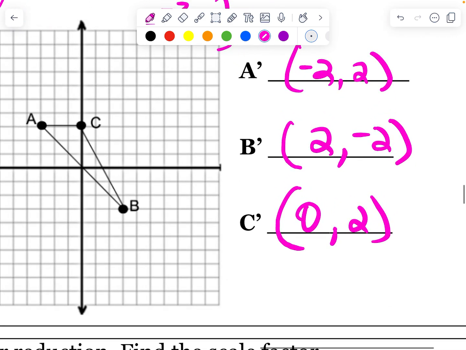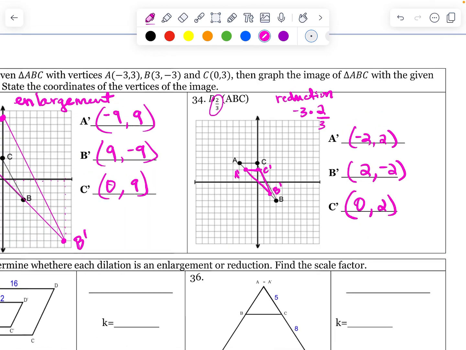Okay, so (-2, 2) is A prime. B prime, (2, -2), B prime. And C prime, (0, 2), C prime. Yours is going to be pretty small, but that's okay. It's a shrunken version.